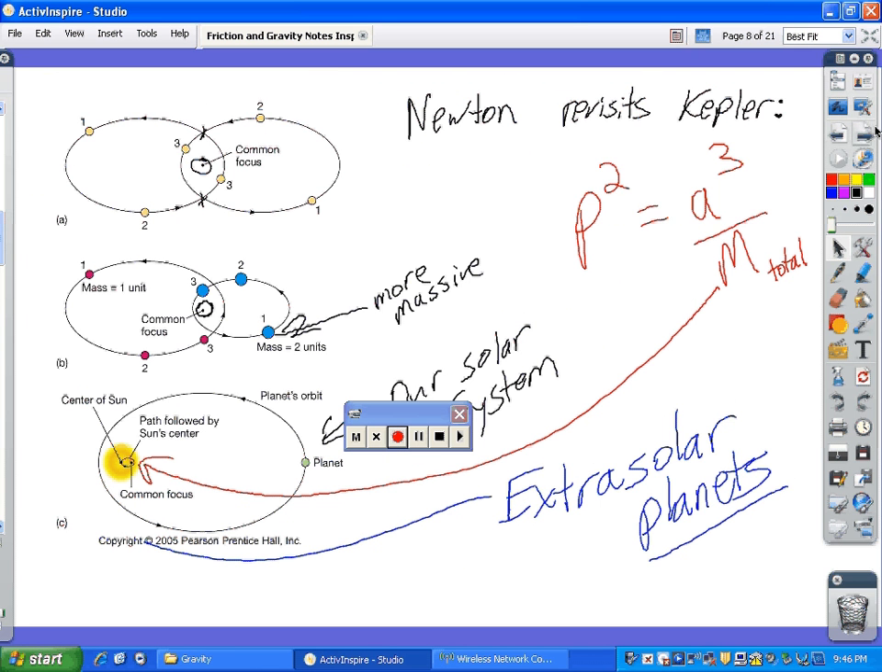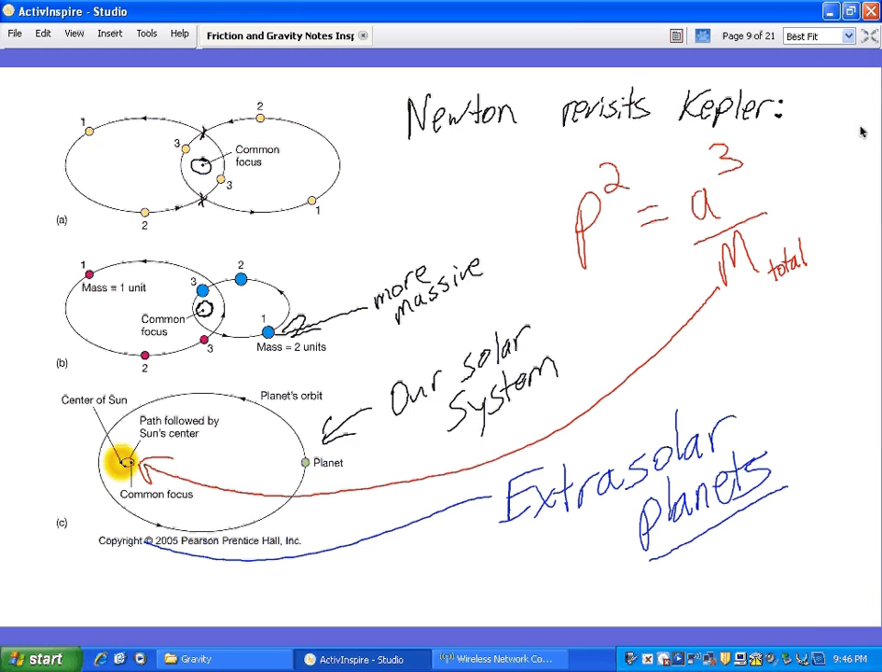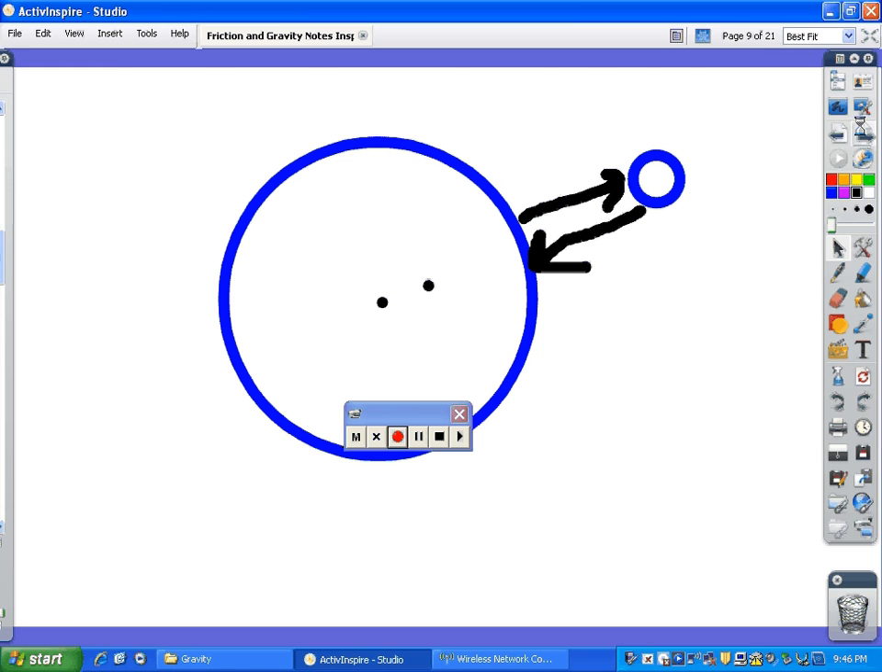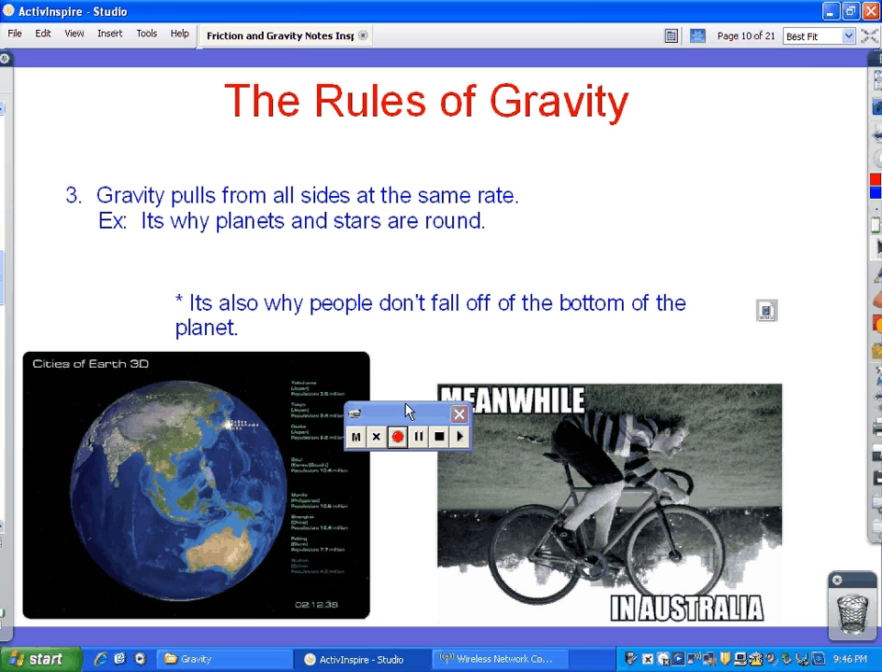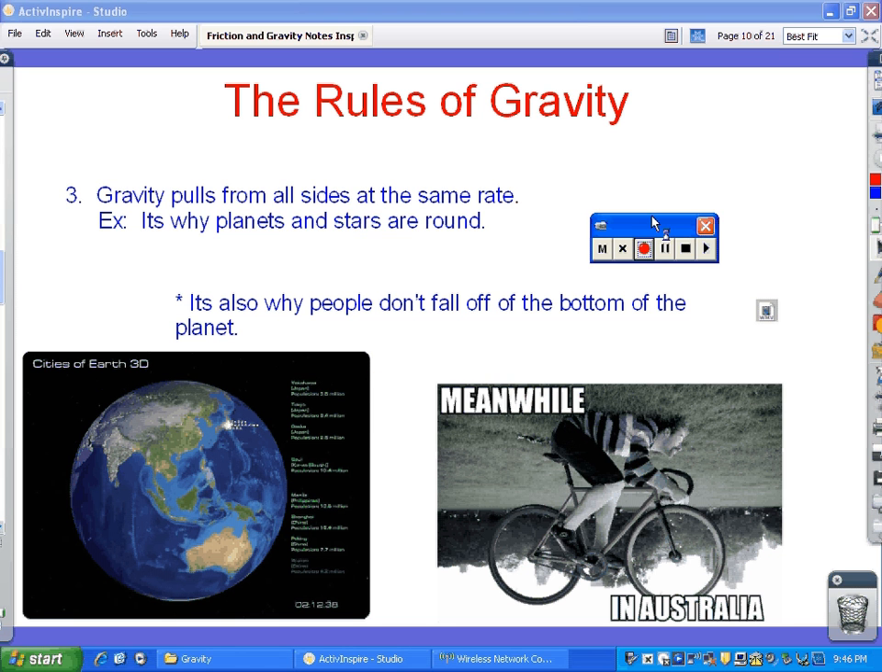I'm going to skip past this and get to the third rule of gravity. It pulls from all sides at the same rate. It is the reason planets and stars are round. Planets and stars are spheres because gravity pulls inward toward the center of them, because they have the most gravitational influence.